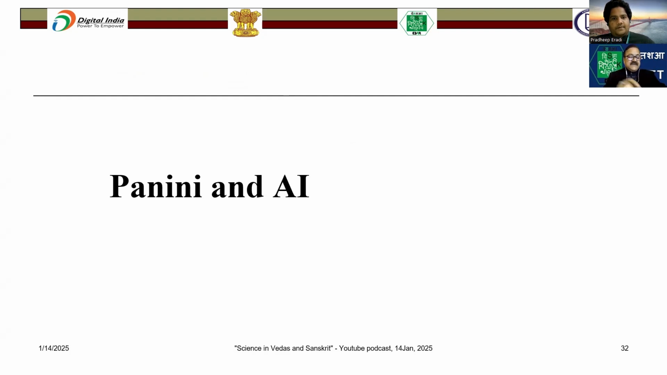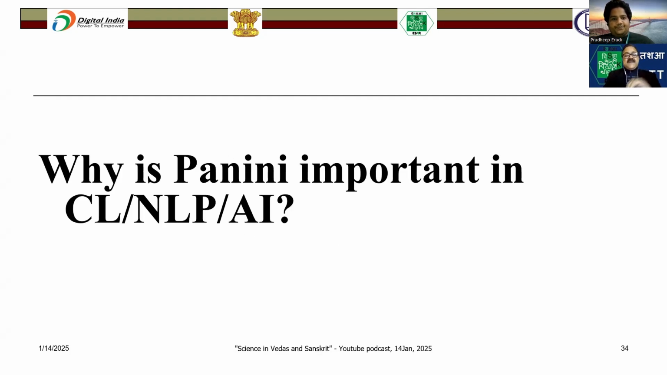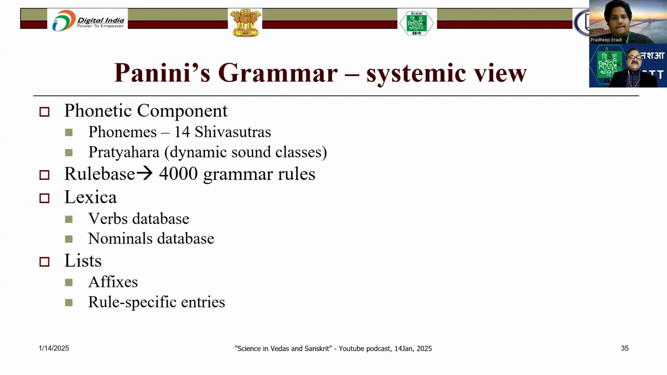Now, coming back to Panini, linguistic sciences, I said I'll come back to it again. So there are three important scholars who contributed to AI from Indian linguistics. Panini, 7th century BC. Saussure, who was a Swiss linguist, he studied Sanskrit and taught Sanskrit. And Chomsky is a modern linguist who obviously was inspired by Panini and Saussure. So why is Panini important in computational linguistics, NLP and AI? Because Panini's grammar is the first model of perhaps the functioning human brain.